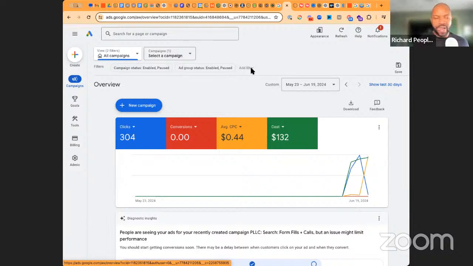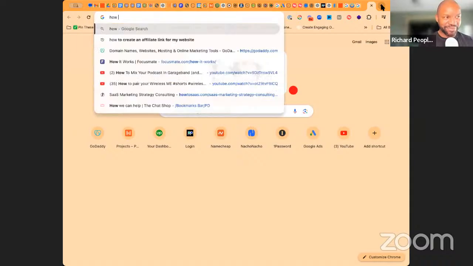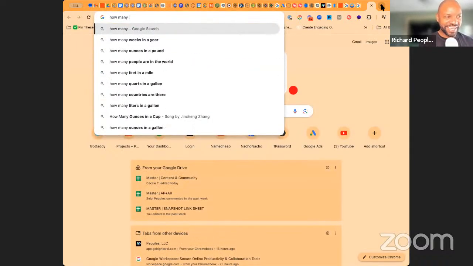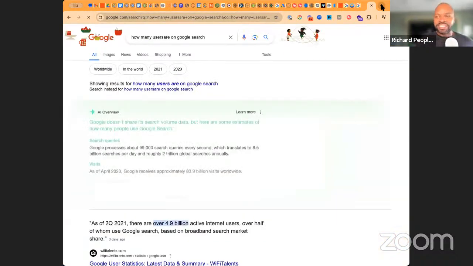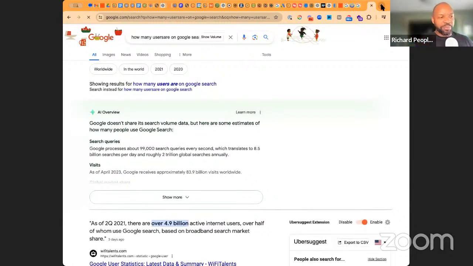And what we're looking at right now, Google. Let me Google it. How many users are on Google search? All right, it's probably going to tell us it processes 99,000 search queries per second. Oh my gosh. 99,000 searches per second in the world. That translates to over 8.5 billion searches per day.